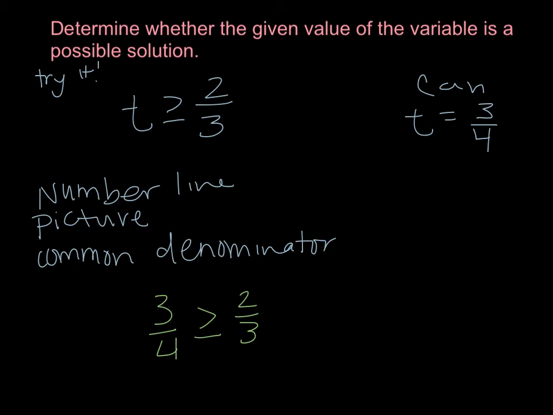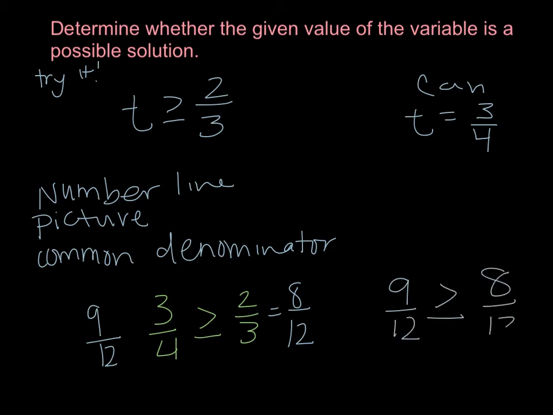So I'm going to switch those over. 4 times 3 is 12, so 3 times 3 is 9/12. And if I switch this to 12, 3 times 4 is 12, so 2 times 4 is 8. So now I have 9/12 is greater than or equal to 8/12. Because now we're looking at 12ths, I just look at the numerator here. Is 9 greater than or equal to 8? And it is. 9/12 is more than 8/12, so this is a solution.